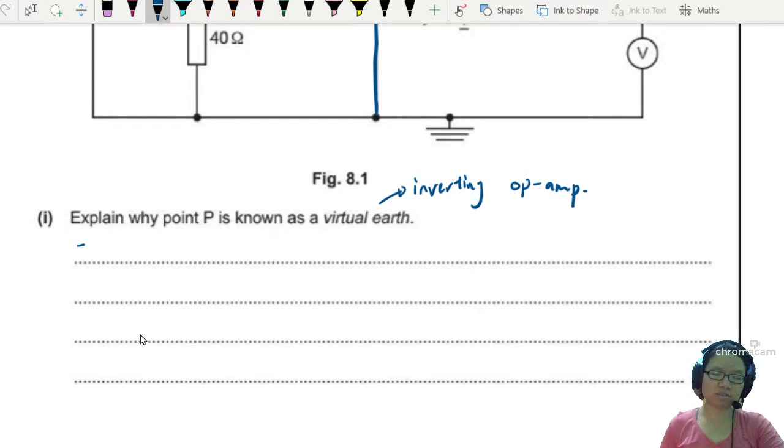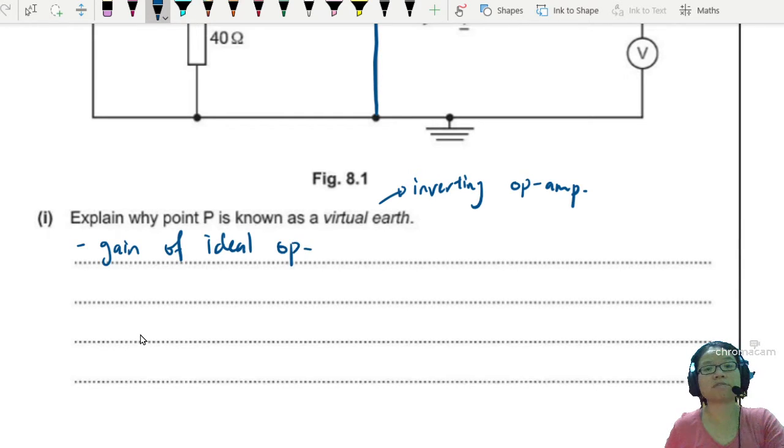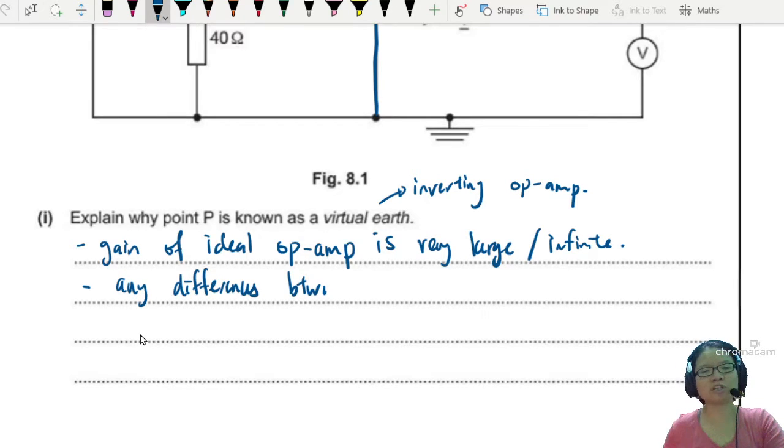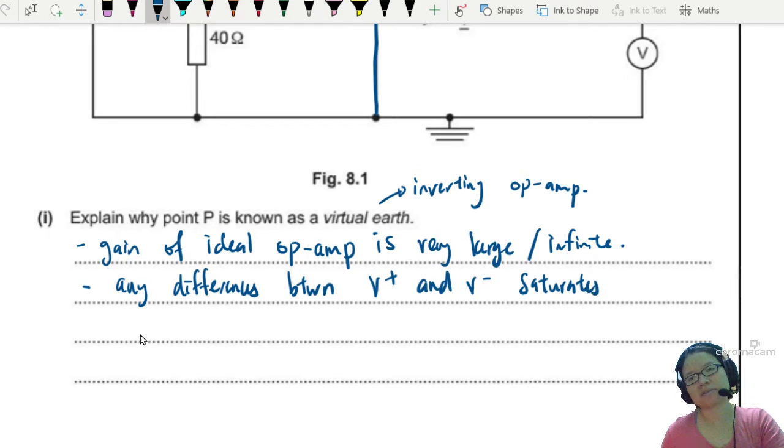So this is how you can memorize facts like this. Whenever you see it in your past year papers, don't skip. Just spend 2-3 minutes writing. Okay, so you can say that the gain of the ideal op-amp is very large. I guess you could also put infinite. Okay. Second point here, you could say any changes or any differences between, I'm changing up the sentence, inverting input and non-inverting input, okay, saturates the output.